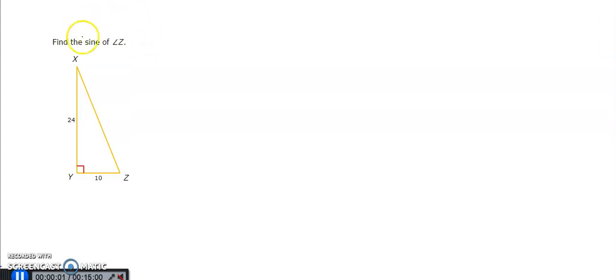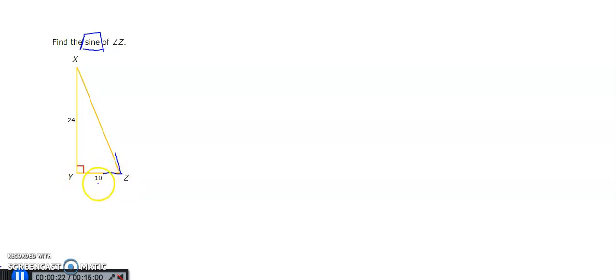Y'all, let's do a trig function problem when we have some missing information. So here in the problem, it's asking you to find sine of angle Z. If we look at angle Z, it's right here, it's our reference angle.